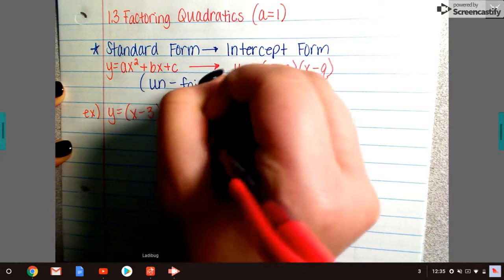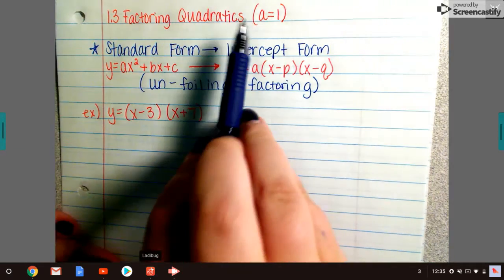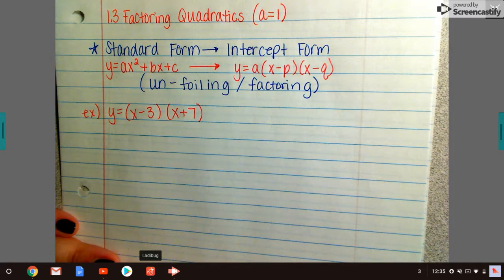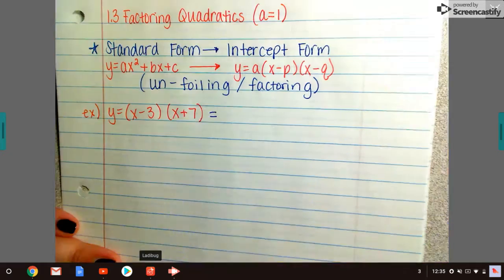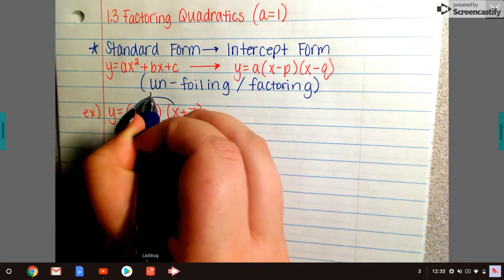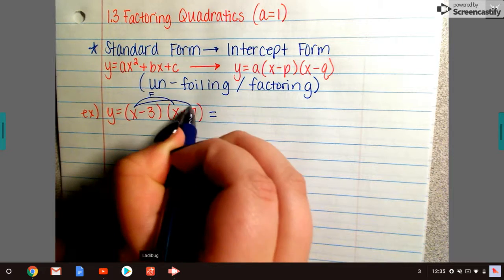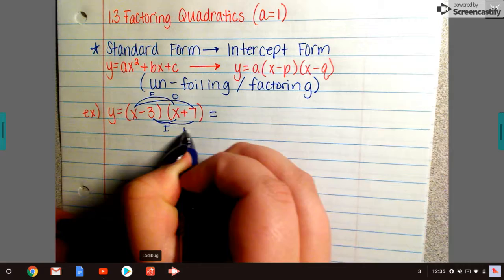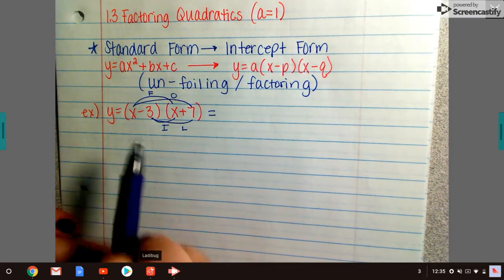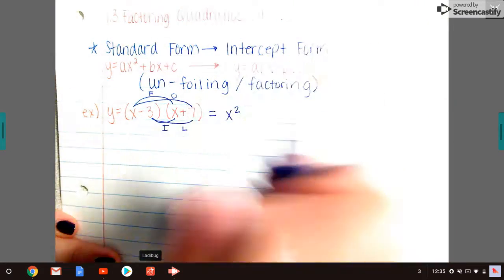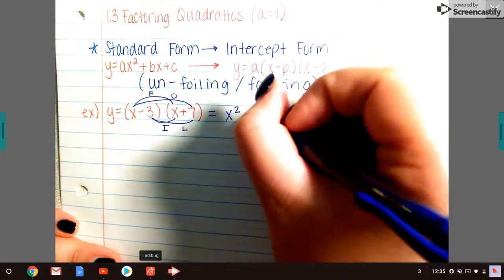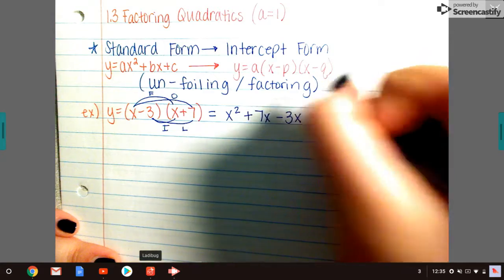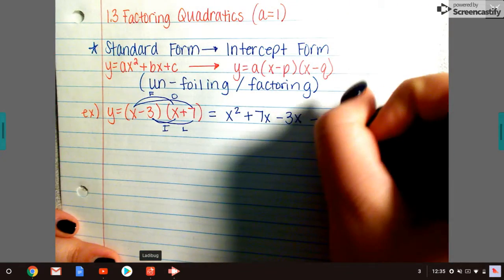x plus 7. And notice in this whole set of notes, a is equal to 1. So there's a 1 hiding right here as my a. Let's FOIL this and see what happens. As a reminder, with FOIL, we do first, then outside, then inside, and then last. So first is x times x, x squared. Outside is x times 7, 7x. Inside is negative 3x. And last is negative 21.